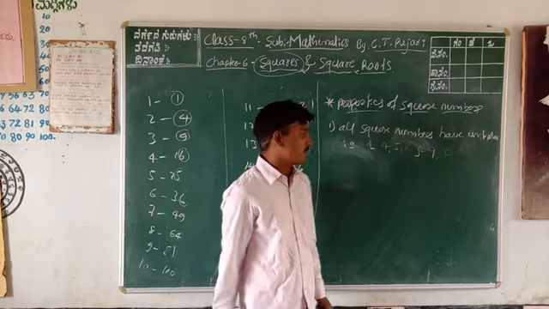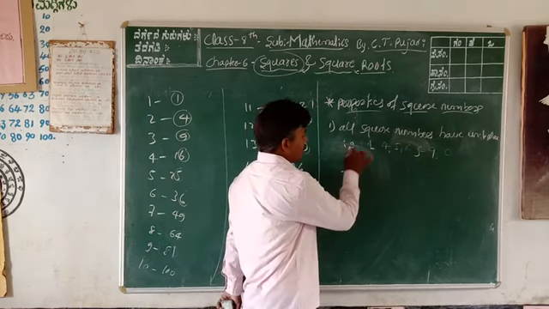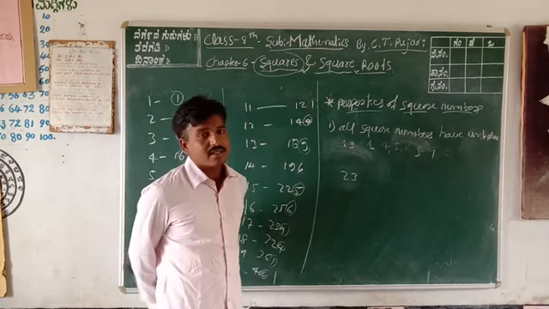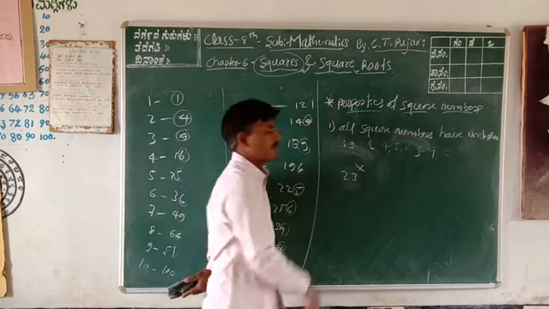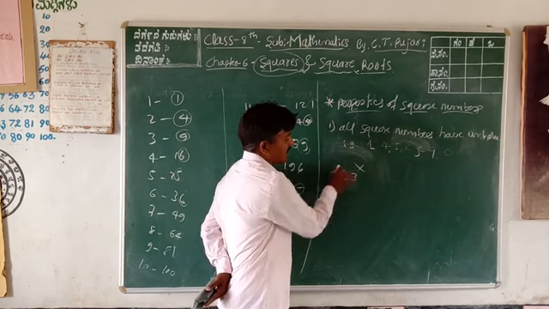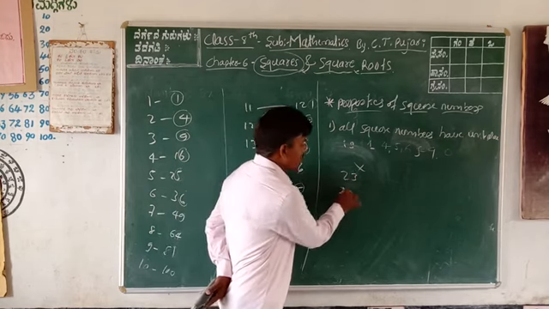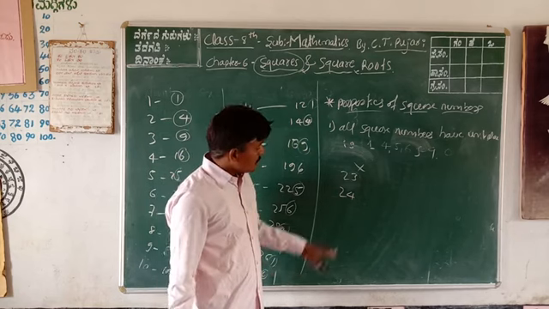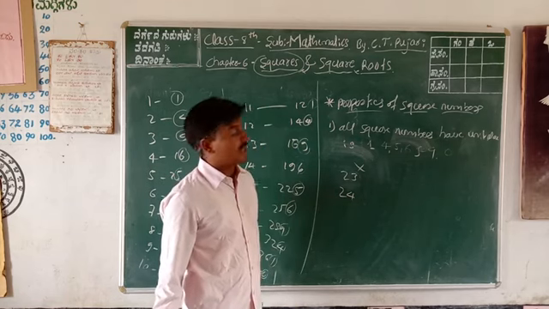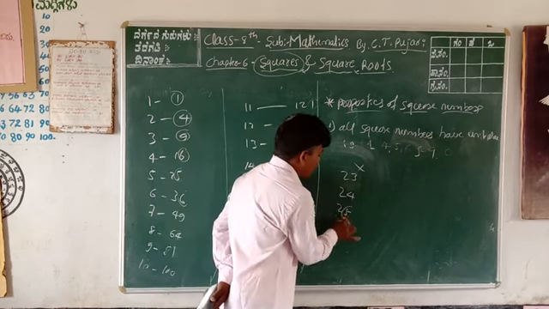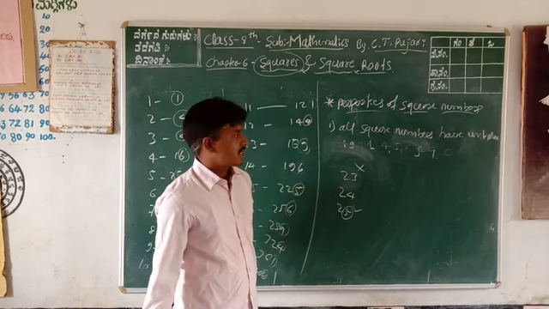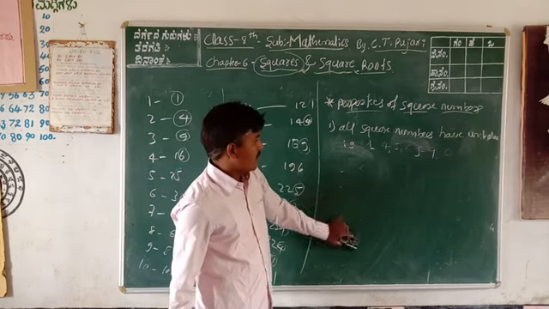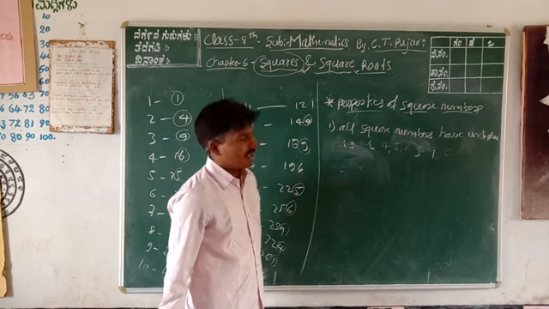For example, next one is what? 23. Is this a square number? No, this is not a square because the unit place is 3. What about next? 24. Is this a square number? No, the unit place is 4, but this is also not a square. Only 25 is a square number. 25 is a square number. Okay?